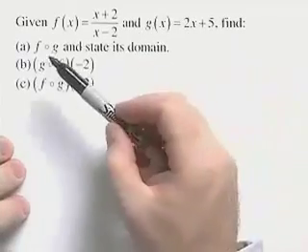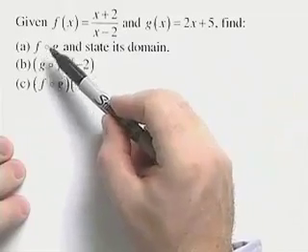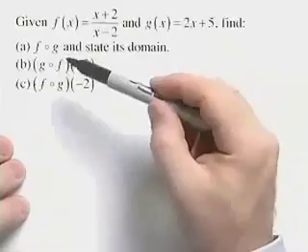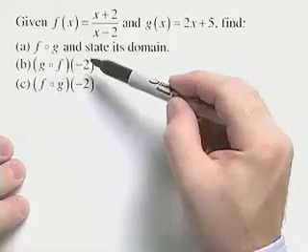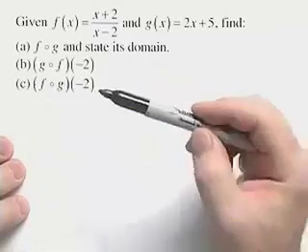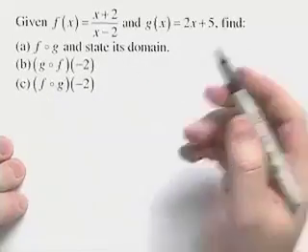For these two functions, part A, we want to find the composition f of g and state its domain. In part B, we want to find g of f of negative 2, and in part C, f of g of negative 2. So we'll start with part A.